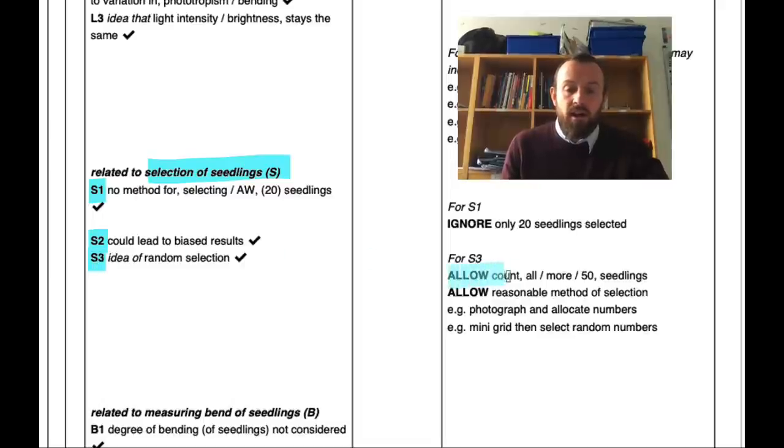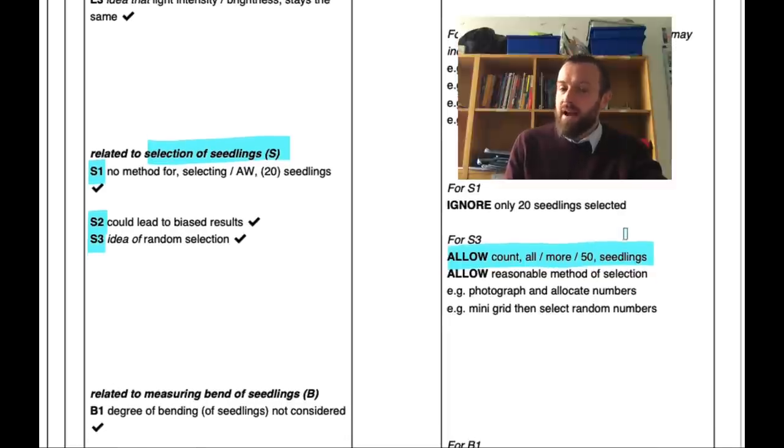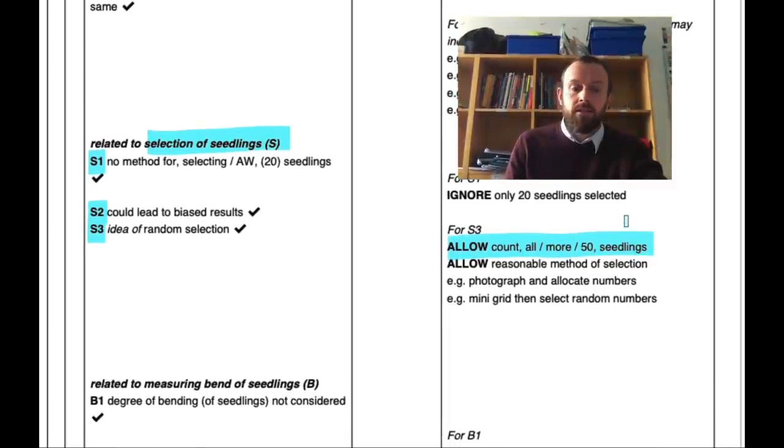And it does say over here, allow, count all or more of the seedlings. Just a little point there. For that selection of seedlings, if you'd just written only 20 seedlings selected, that's not really getting the point across. It's the fact that there is 20 seedlings selected could be fine, but it's the fact that there is no systematic method for which 20 to get. Okay, it's not the fact that there's only 20. That might be fine if they were randomly selected.